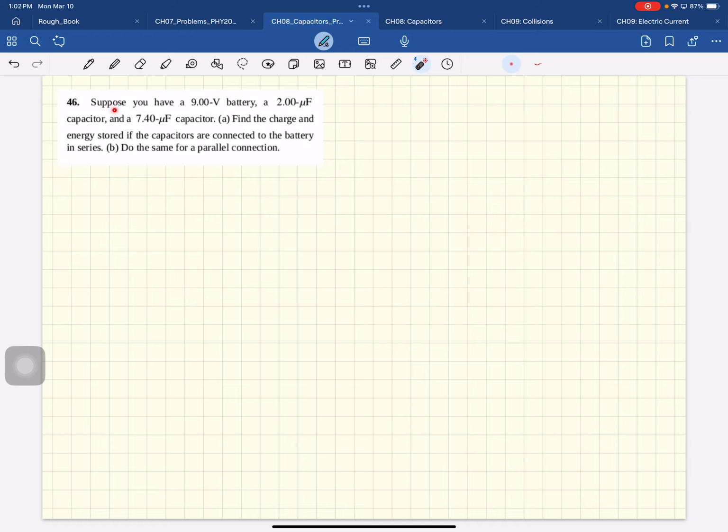All right, this problem says, suppose you have a 9-volt battery, a 2 microfarad capacitor, and a 7.4 microfarad capacitor. Find the charge and energy stored if the capacitors are connected to the battery in series, and if they're connected in parallel. What you'll see is that when you want to store more energy, you want a parallel connection. So a parallel connection gives you more energy storage.